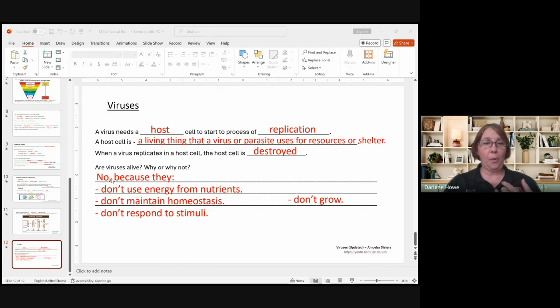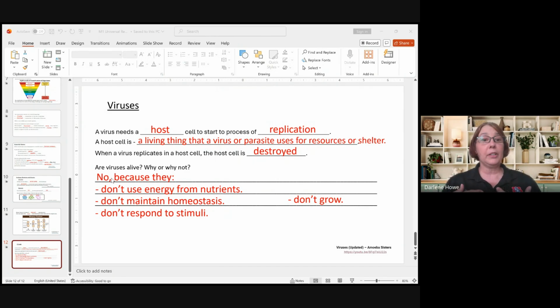Okay, so amazing. How do you not respond to stimuli? A stimulus, remember, is something that makes us change our behavior. So, for instance, if I'm outside on a hot day and the sun is beating down on me and I'm so hot, that's my stimulus. The stimulus is the sun making me really hot.